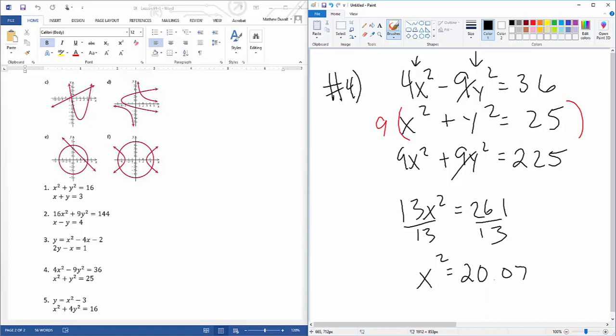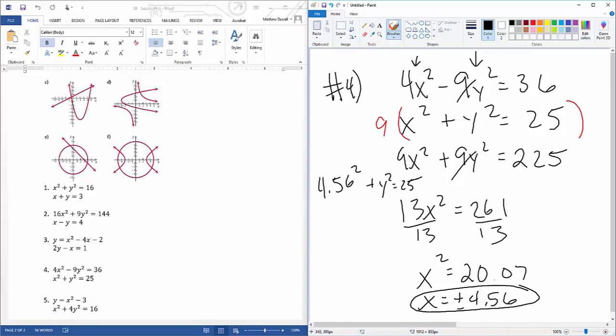And so now we want to do the square root of that. So that gives me x equals plus or minus 4.56. So those are my x values. Now I got to find what my y values are. To find the y values, you got to plug them back in. So 4.56 squared plus y squared equals 25. I'll plug it into the second one. So that means 25 minus 4.56 squared.